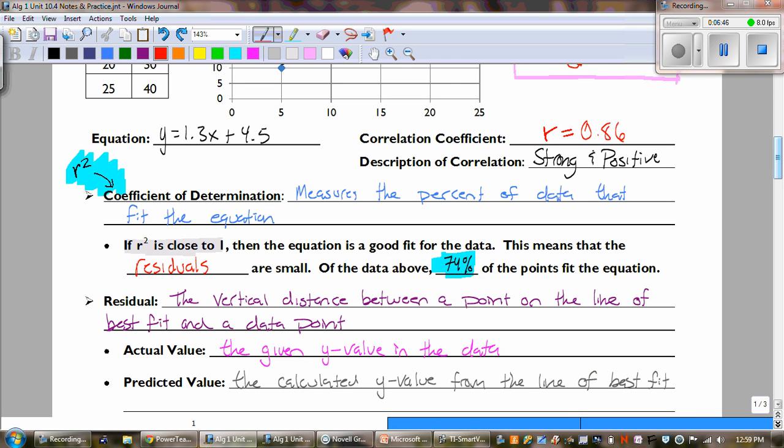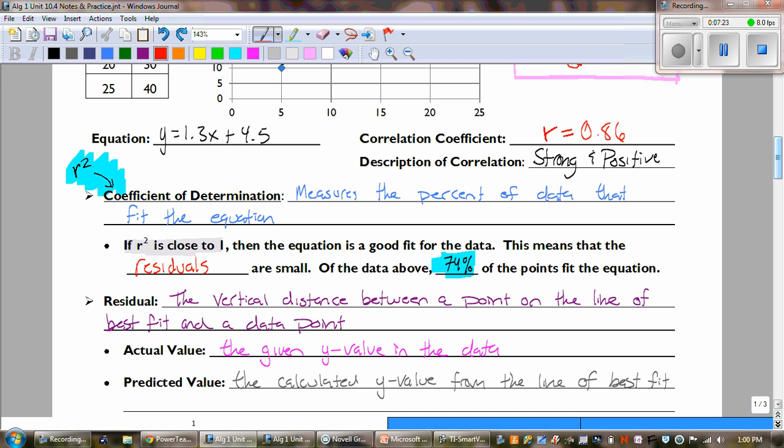Residual is the vertical distance between a point on the line of best fit and a data point. So we're looking at the vertical distance. It's either going to be a positive distance or it's going to be a negative distance. And the actual value is the given y value in the data. That's on our table. The predicted value, we have to calculate that from the line of best fit. So the key thing today is just learning the data.